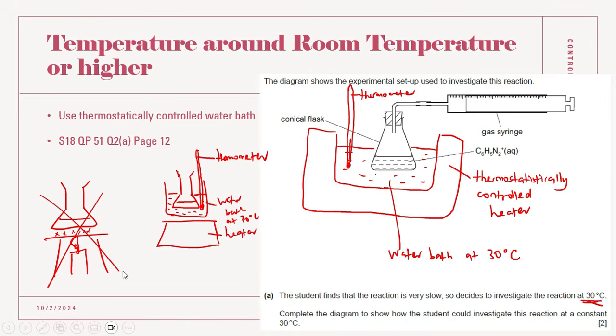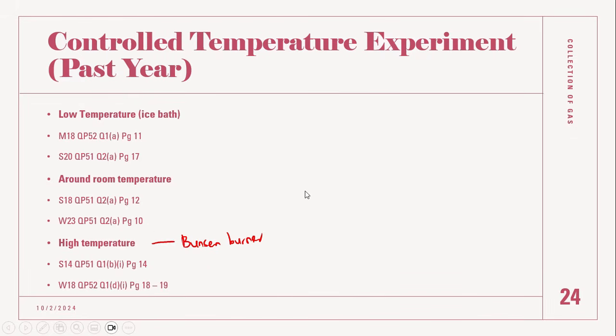Now, Bunsen burner will not be allowed for this type of experiment. Using naked flame is not a good idea because we cannot control the temperature of the water. Now, sometimes in the mark scheme, we'll put electrical heater as an option, but from all the examiners' reports that I've read, the best answer is still a thermostatically controlled heater.